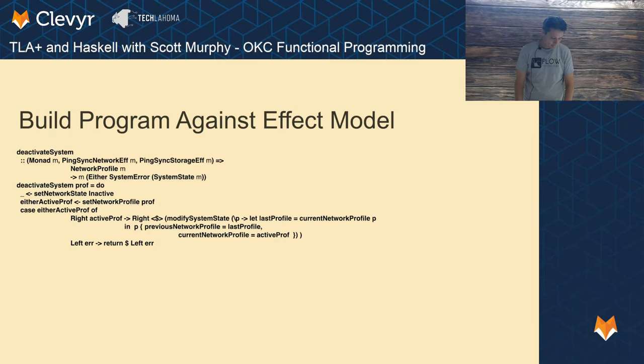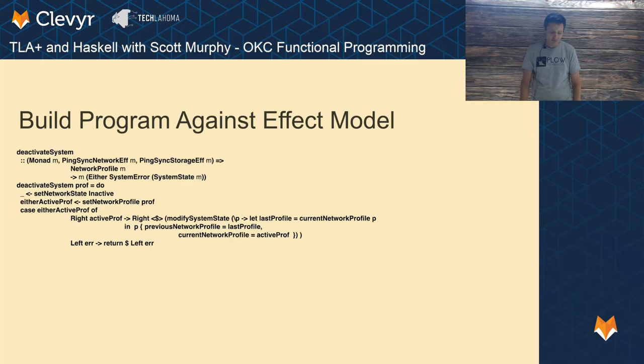But this would be an example of something you might want to do, turning the system off, right? So you set the network state to inactive. You would then change your network profile out. That's what set network profile is. Again, that would be like an effect in a real system. You then have to handle the result of setting that network profile inactive.